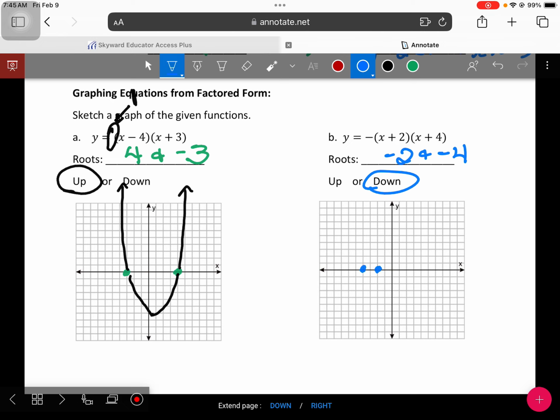So plot -2 and -4. It's opening downward. Now, you might have put something way up here, but what is my A value here? It is -1. It is negative, and since there's nothing there, it is a -1, so it probably is pretty close to here. But nonetheless, if you give me something that's opening downward and has the roots at -2 and -4, we're good. Okay? Any questions there?